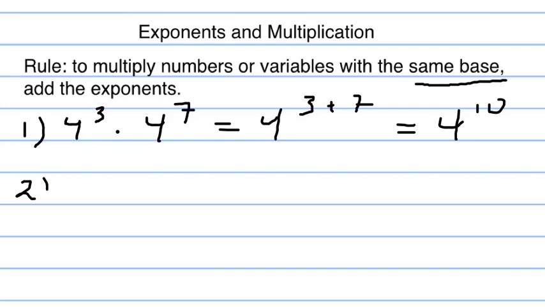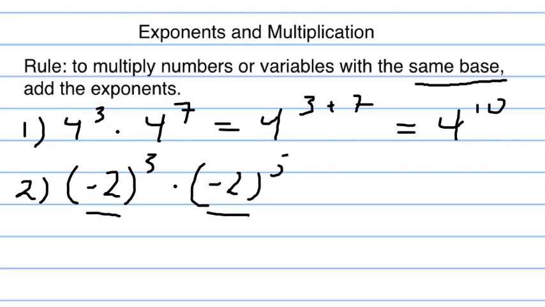In the second example, the base is going to be what's in the parentheses, and what's in the parentheses is negative 2. So I have negative 2 to the 3rd power times negative 2 to the 5th power. Okay, since the negative 2 and the negative 2 are the same base, I can add these two exponents and I can say I have negative 2 to the 8th power. Do not let the parentheses trip you up. The parentheses tells us what the base is, and it must match exactly.